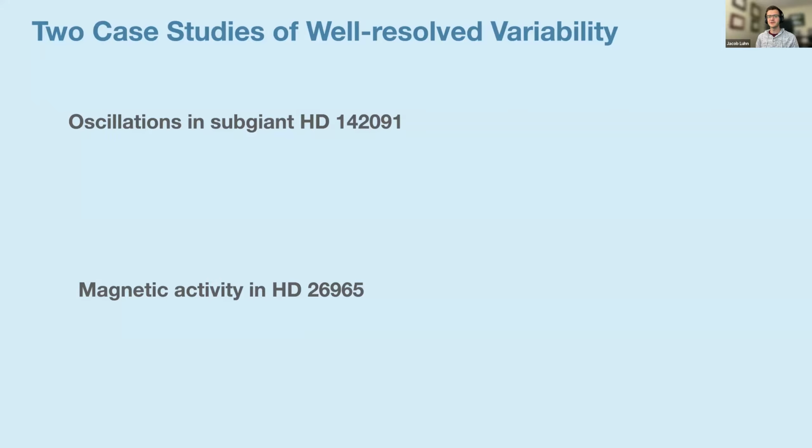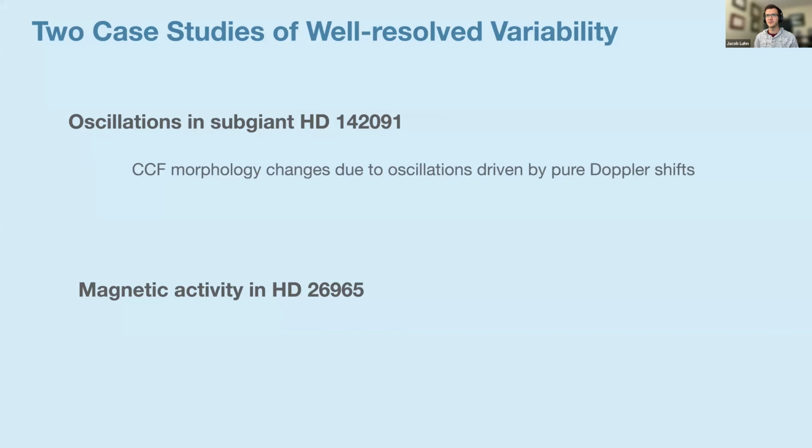And so the focus of my talk is going to be in 2 parts. First, looking at resolved p-mode oscillations in a subgiant, HD 142091. And then the second part of the talk will be looking at magnetic activity on rotational timescales in this K-dwarf, HD 26965. And I want to start by giving the takeaways for both of these points, so that hopefully they will stick with you as we get to it later.